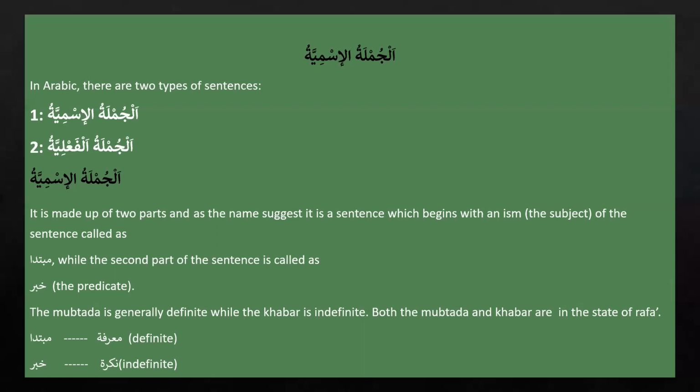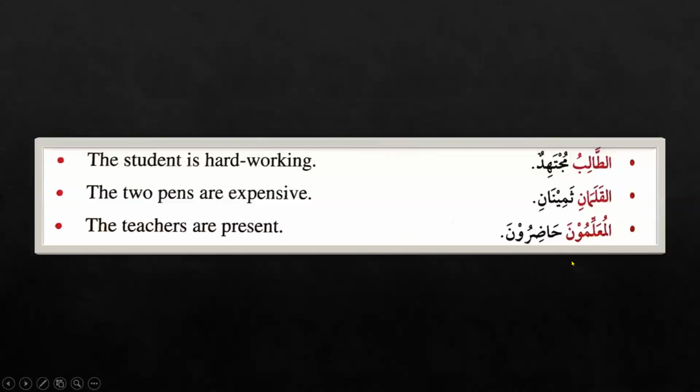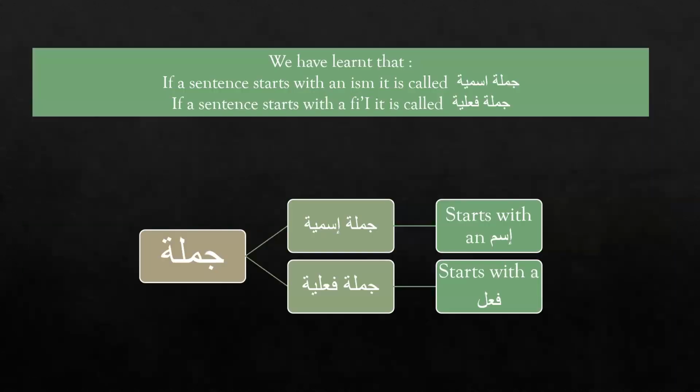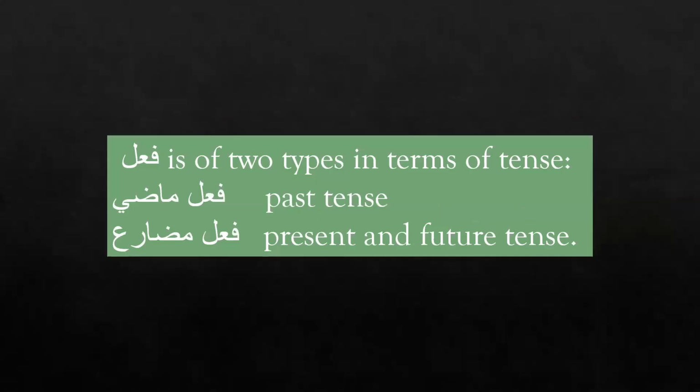Just a quick recap of all that we have been studying so far regarding the study of fail. We studied two types of jumlas in the Arabic language, jumla ismiya and jumla failiya. Then we did a few examples of these two. Then we learned about the two main types of tenses that, inshallah, we are going to study in detail.